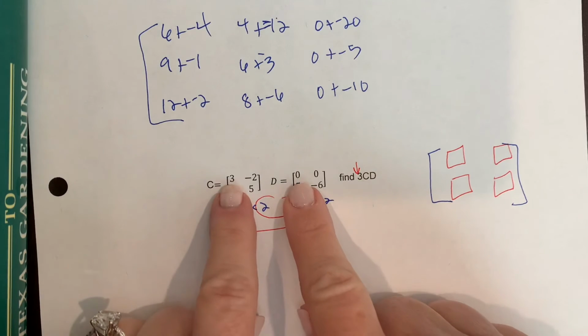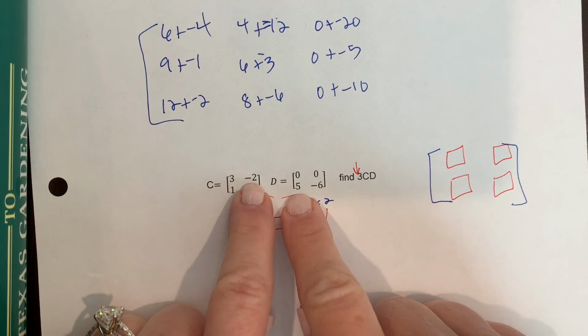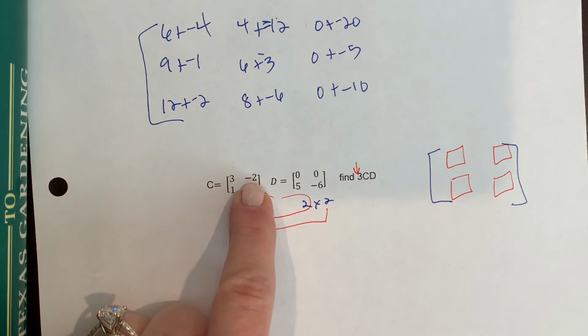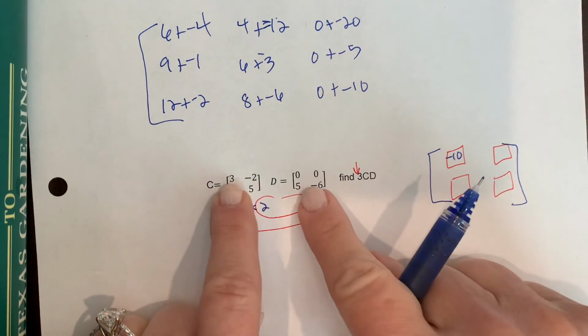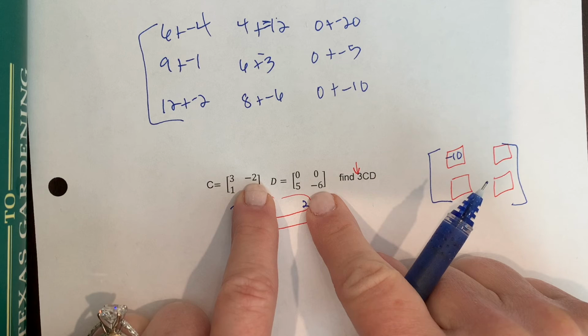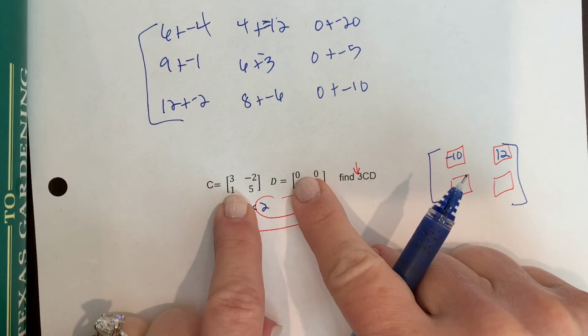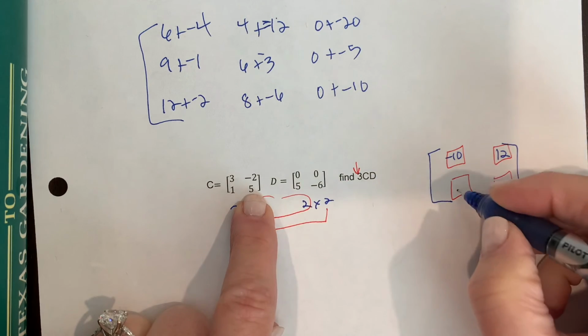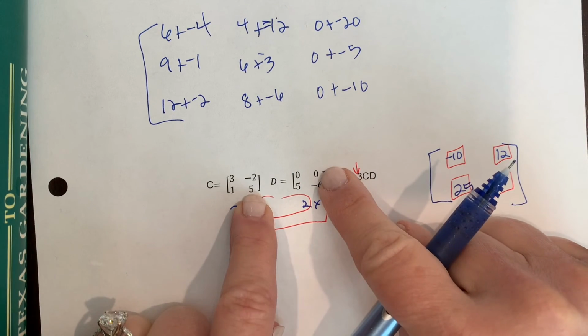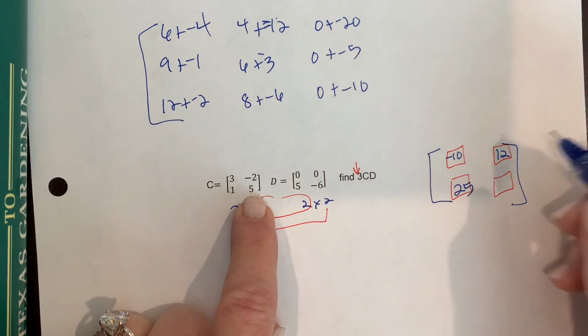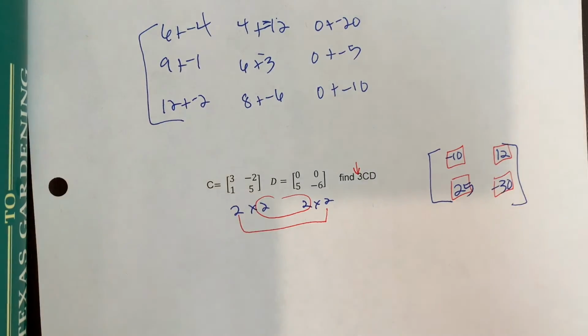So let's see. So 3 times 0 and 2 times negative 5 is negative 10. Okay, then 0 and 12. Okay, then let's do this next one. 0 and 25. Okay, then 0 and negative 30. Okay, that wasn't too bad.